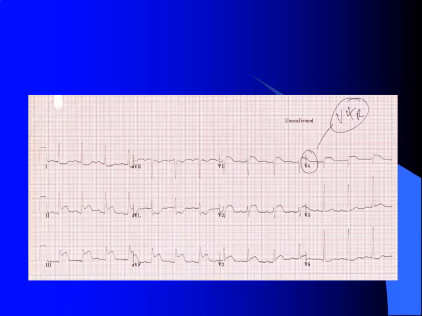Here's the 12 lead of V4R, the circle there where V4 is, that's on the right side, and we notice that we do now have elevation on the right side. So this is confirming that we do have right ventricular involvement, and we need to be very cautious of nitro administration and be prepared for a hypotensive patient and ready to support this patient with fluid therapy, because we decrease the preload when we give the nitro.